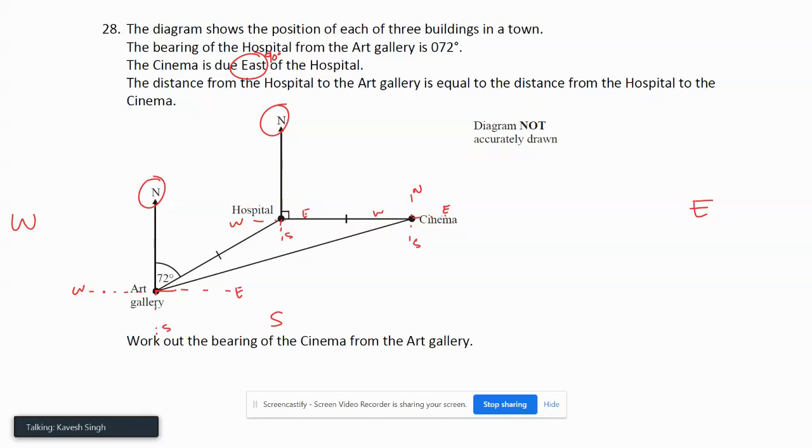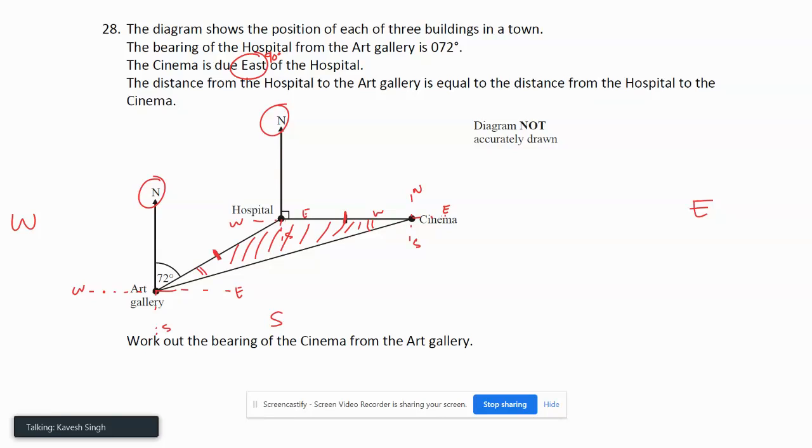The distance from the hospital to the art gallery is equal to the distance from the hospital to the cinema. They've given us this using lines. So again, this is an isosceles triangle that we're dealing with. Therefore, we can see that the interior angles opposite equal sides of an isosceles triangle are equal. So that's an isosceles triangle that we have over there.